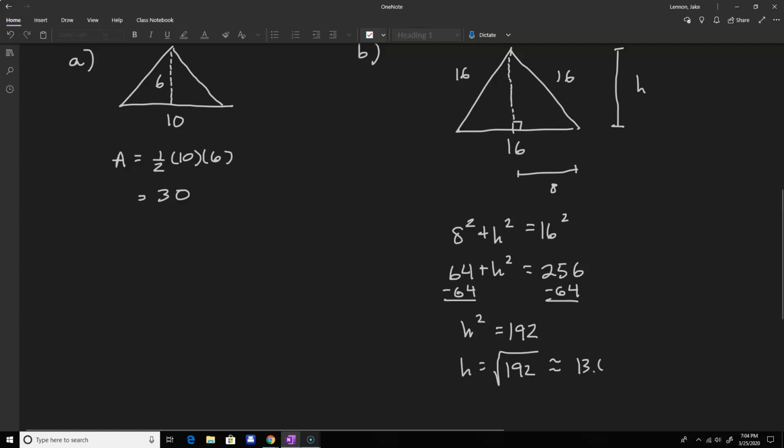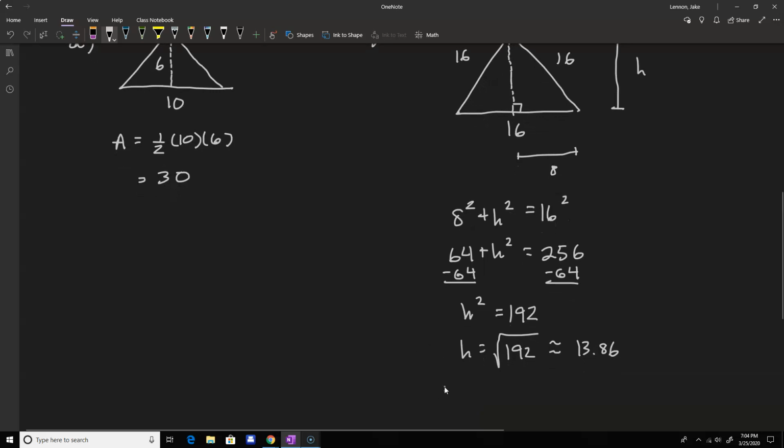Now that we happen to know the base and the height of this triangle, we can determine its area. The base was 16. The height we just figured out is 13.86. So our area for the above triangle is going to be 1/2 times 16 times 13.86. Let's see what that comes out to. That is 110.88.